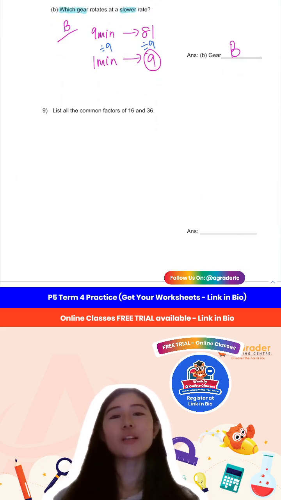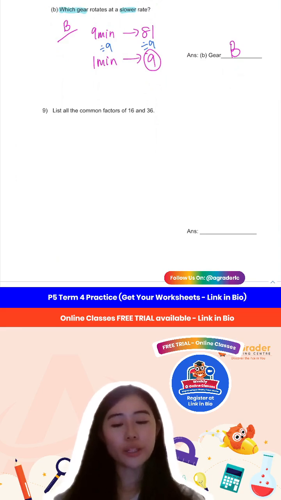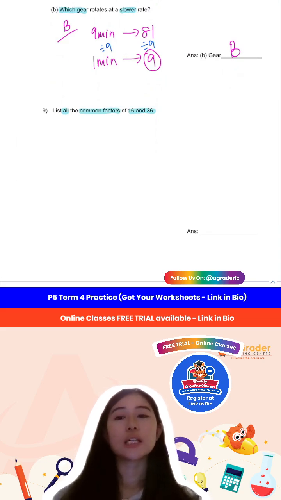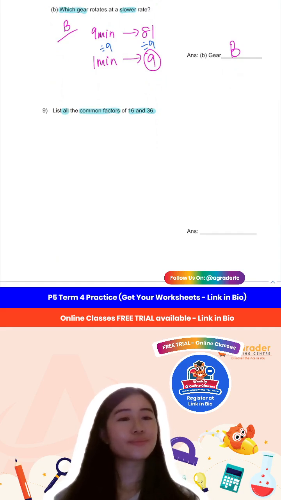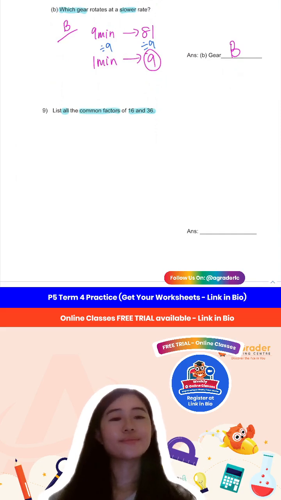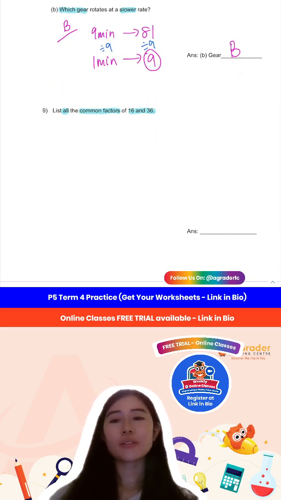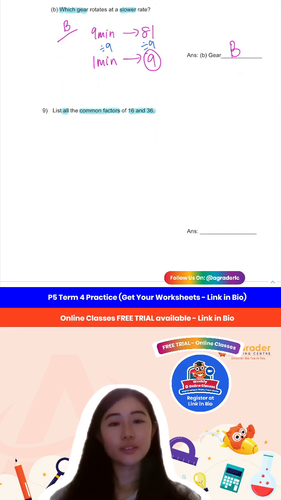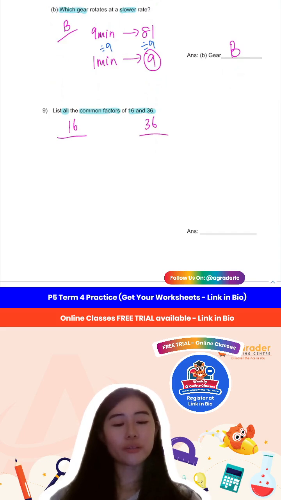Okay, shall we look at the next one? Next one is to list all the common factors of 16 and 36. So you need to do a bit of working for this question. Yeah, then let me know your answers. So later we will list out the factors one by one, okay?